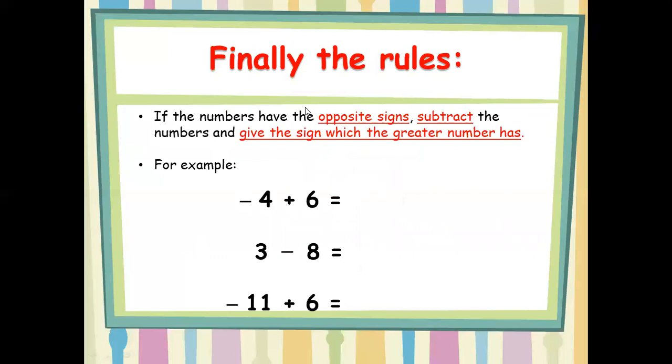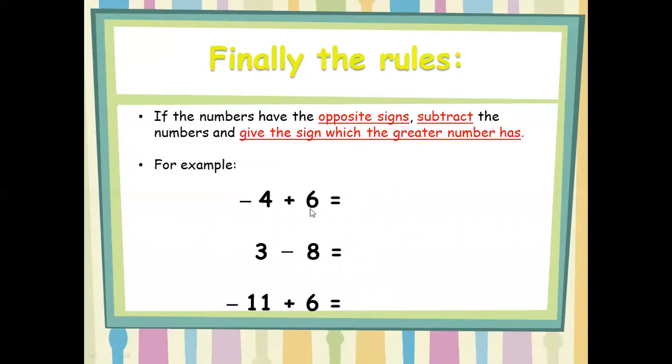Now this is rule number 2. Rule number 1 was if the signs are same, add the numbers, keep the sign the same. Now rule number 2, if the numbers have the opposite signs, subtract. So if one is negative, one is positive, you must subtract them. But wait, you have to give the sign of the greater number.